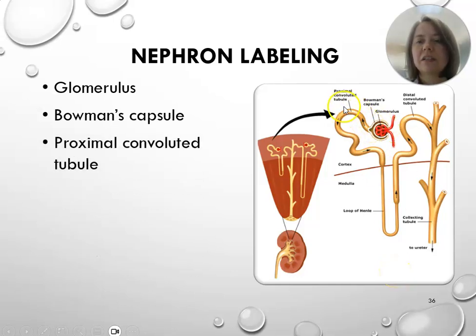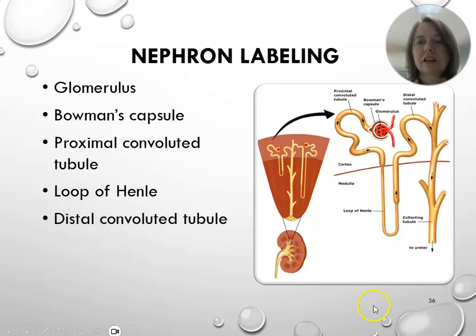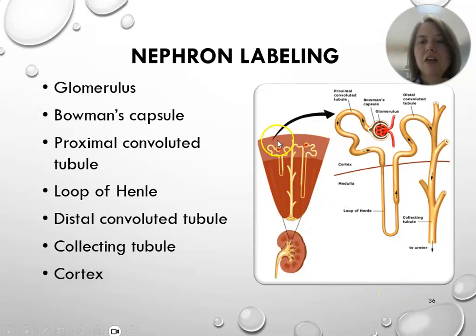And then please label the proximal convoluted tubule, the loop of Henle, the distal convoluted tubule, the collecting tube, and then I'm going to have you draw like a little pyramid and then label the cortex and the medulla.